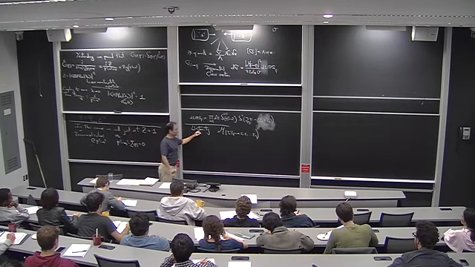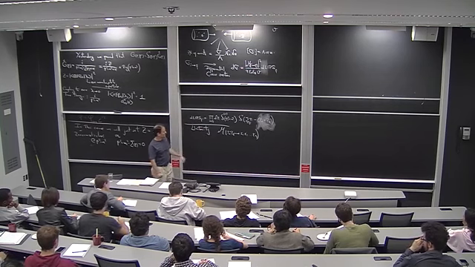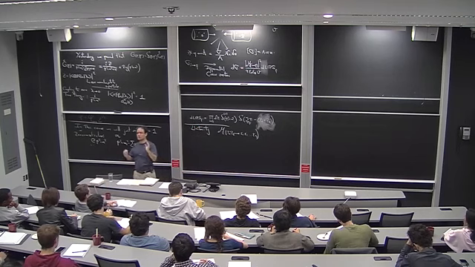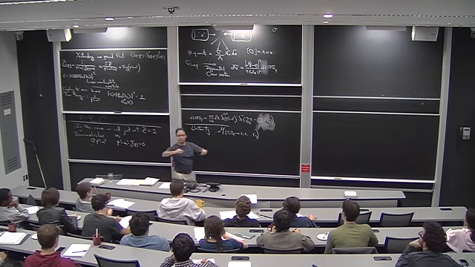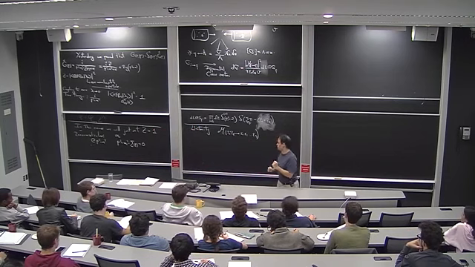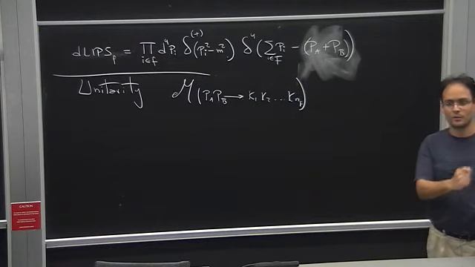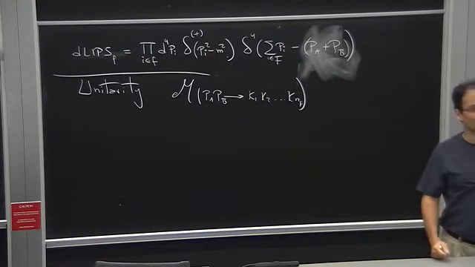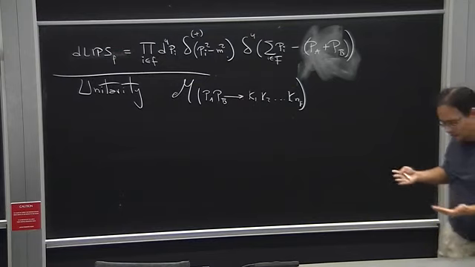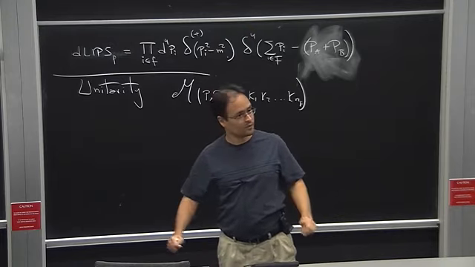From unitarity, we learn many things about this object. One of the things we learn concerns what happens when you send PA plus PB squared to M squared. Imagine you're performing your experiment, and you tune it so that PA plus PB squared happens to be very, very close to M squared. In other words, the sum of the momenta of the two particles is almost becoming on-shell.